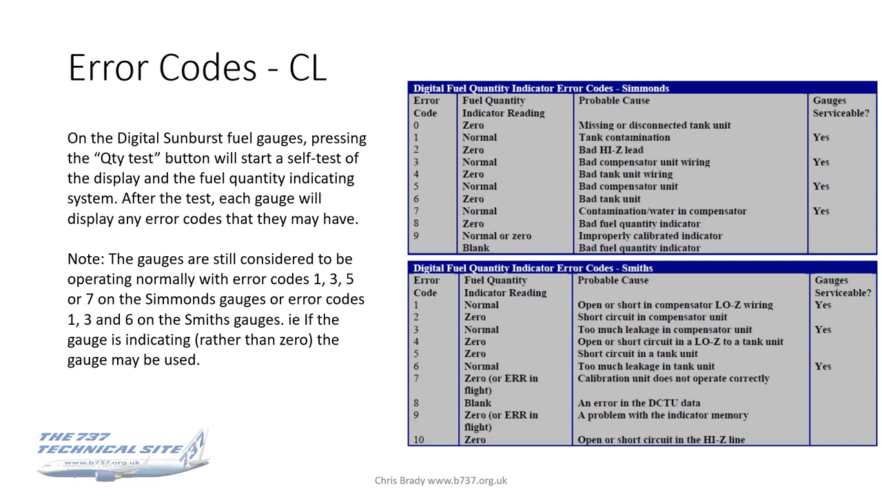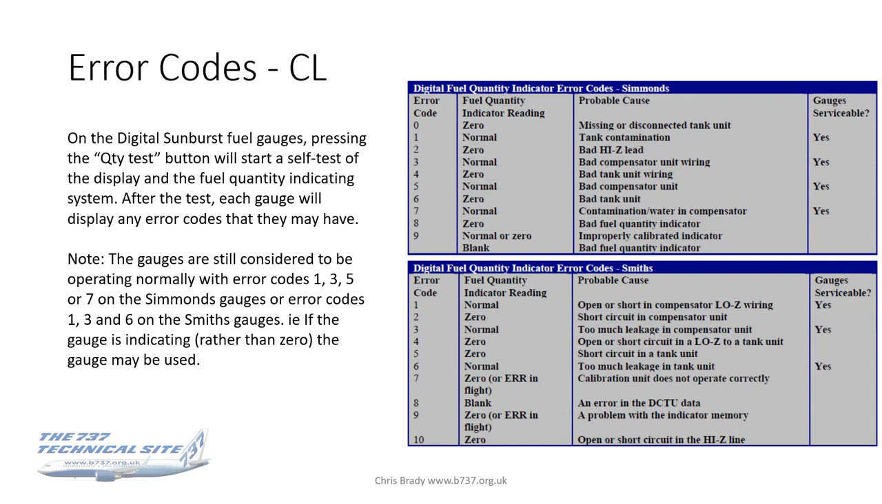So when you press the quantity test, you get a self-test of the display. It'll show all the LEDs, then all the LEDs off. And after each test, the gauge will display an error code. The error codes are different depending on whether you've got a Simmons gauge or a Smith's gauge, and that's the table, although they are the tables on the right-hand side.